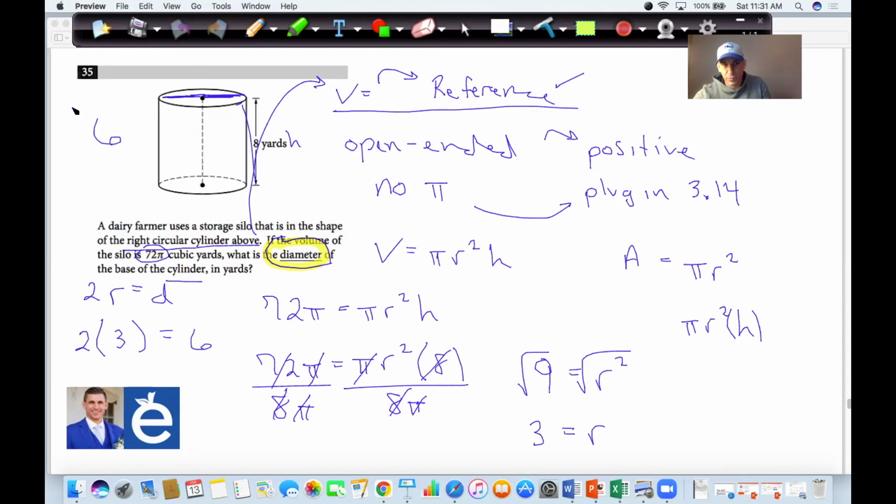That's what I would plug in for my answer choices. 6 should be my answer. And I also want to notice that it's positive. There's no pi, which works for open-ended questions, and I don't have the radical inside of my answer choices. So 6 will be the answer to this question. Okay, all right. Let's move on.